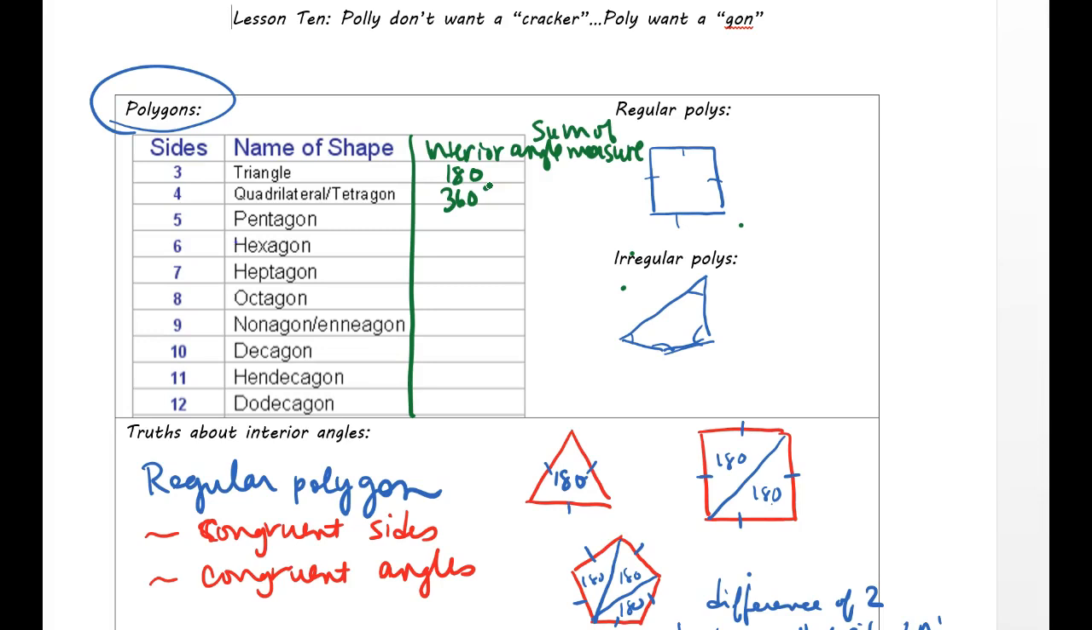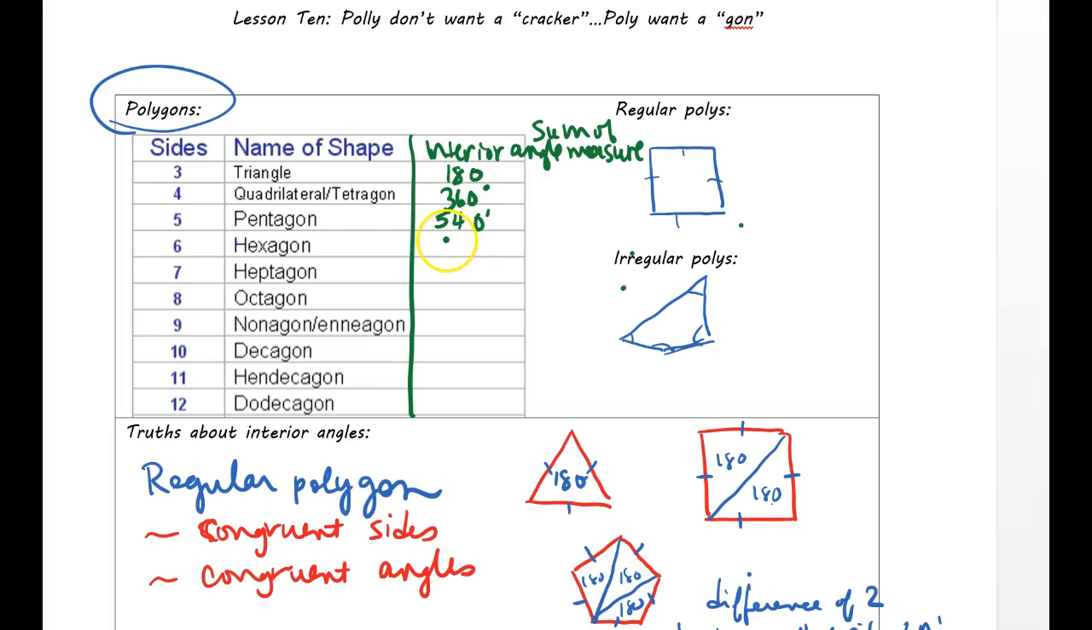But for a pentagon, n minus 2, so 5 minus 2 is 3. 3 times 180 would be something. What would that be? 3 times 180, I need to add another 180. Is that 540? 180, yeah, 540, so 540 degrees.